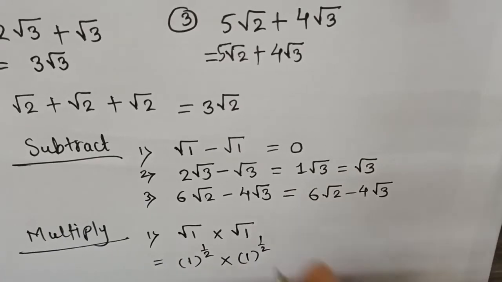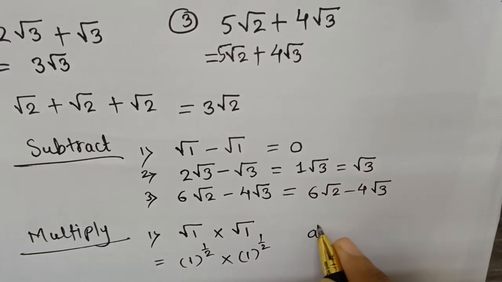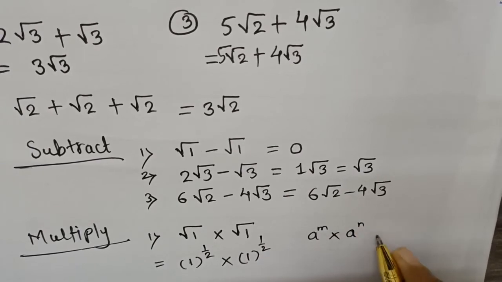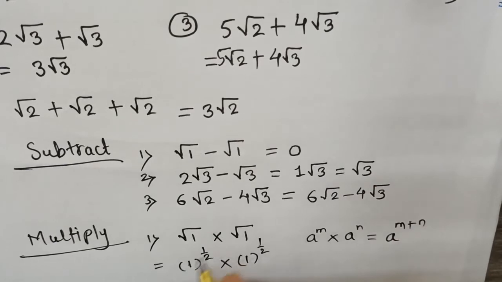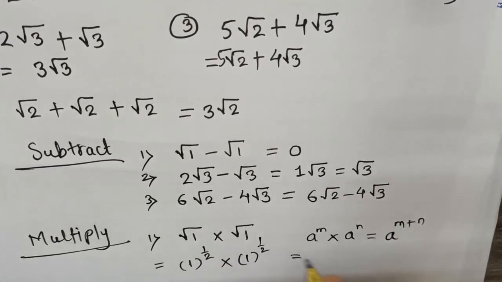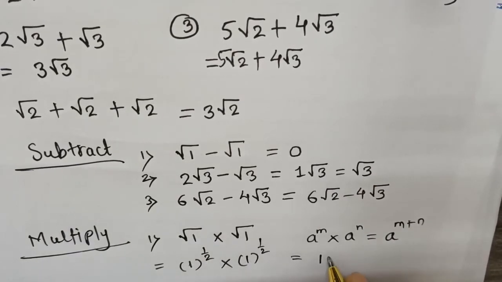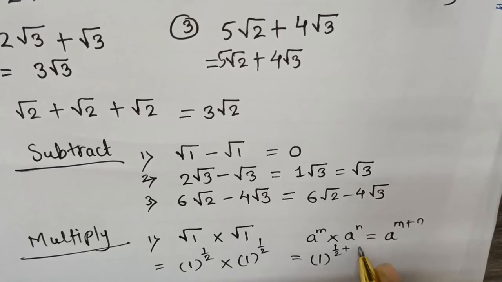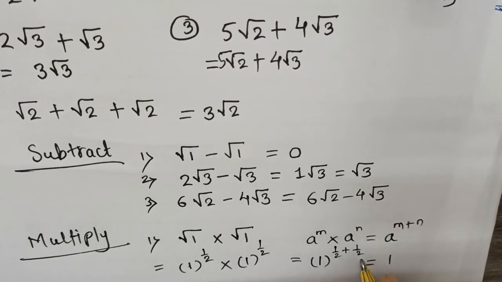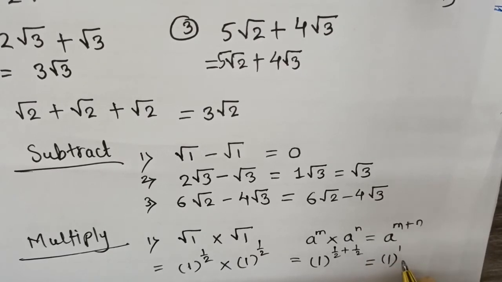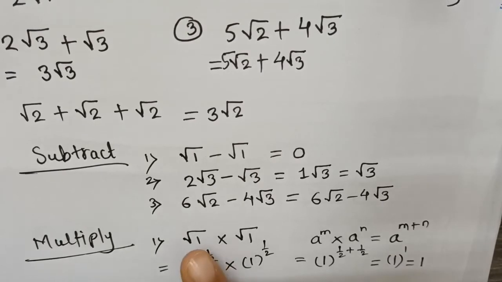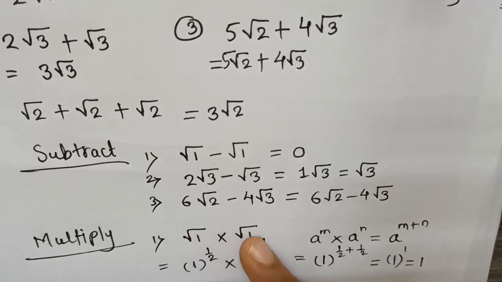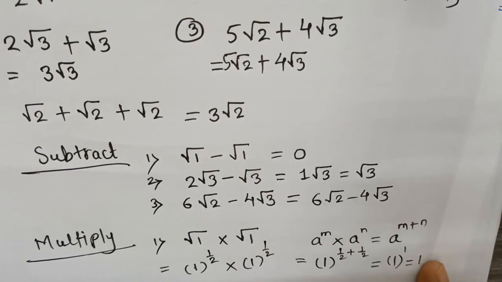Now you know the law of exponents: a to the power m into a to the power n. When the bases are the same, you should add their powers. In the same way, here I can take 1 as a base to the power 1 by 2 plus 1 by 2. So 1 by 2 plus 1 by 2 makes 1. So it's nothing but 1 to the power 1, which is just 1. So when the same root is multiplied by the same root, the root will cancel.